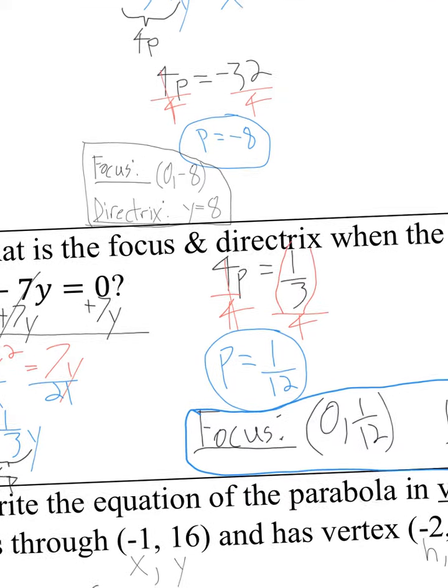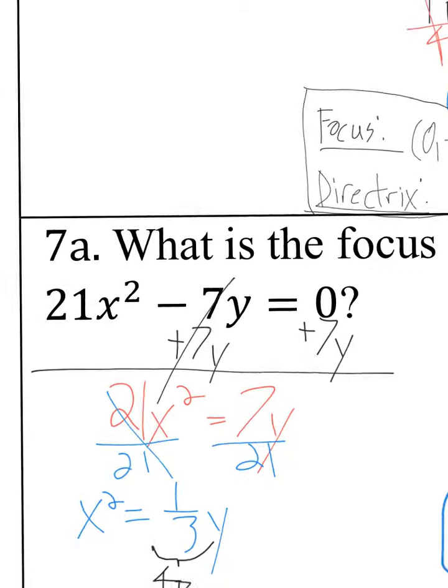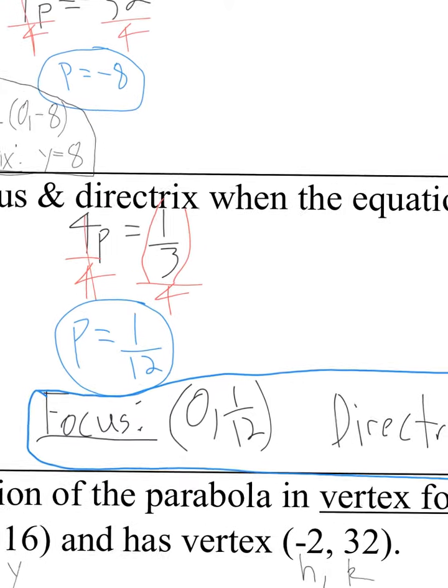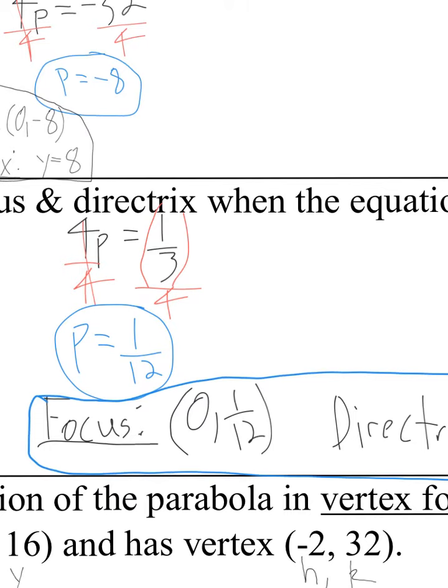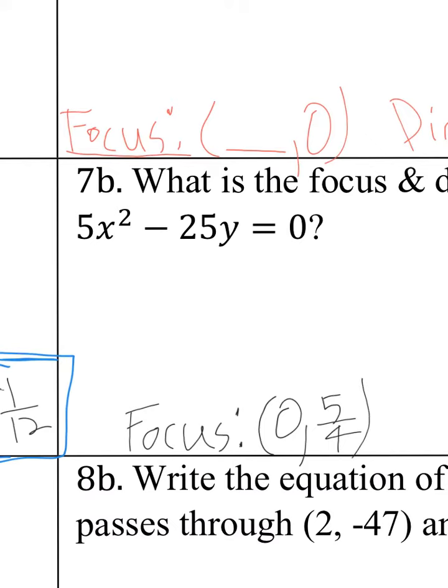So set 4p equal to 1/3, divide 4 to each side, you get 1 over 12. Because it was x squared equals, it's going to be a y equals equation. So the focus is the y coordinate, so 0, 1 over 12, and directrix is y equals negative 1 over 12. This other one is the same process, just different numbers.